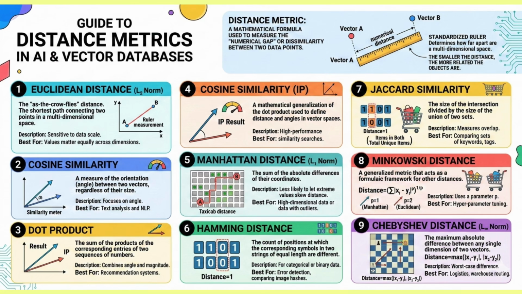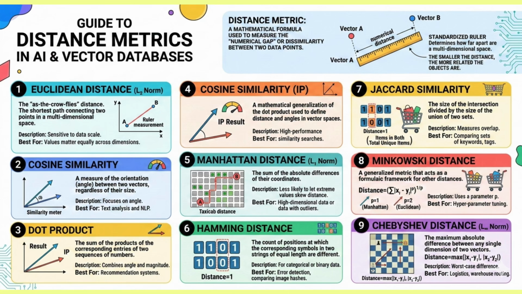Fifth, we have the Manhattan distance, the sum of the absolute differences of their coordinates. Also called taxicab distance, imagine a grid-like city like Manhattan. You can't walk through buildings in a straight line. You must follow the streets, horizontal and vertical steps.